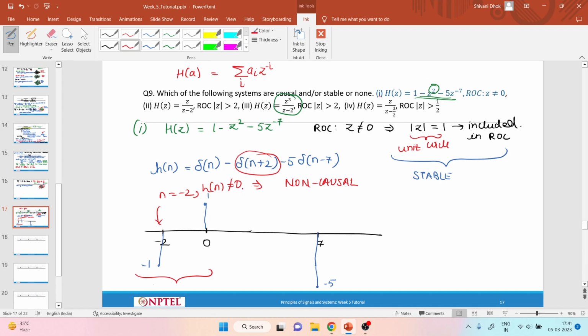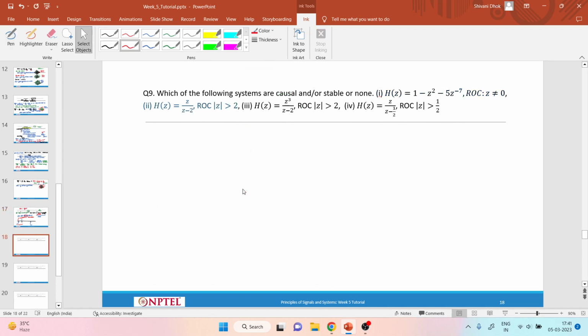Even if you have h of n not equal to 0 at n equal to minus 100, it is a non-causal system. For any value of n which is negative, if I have a non-zero impulse response value, then it is a non-causal system.